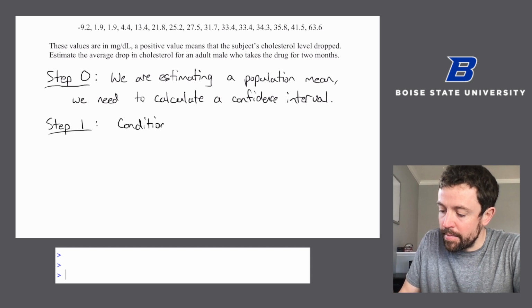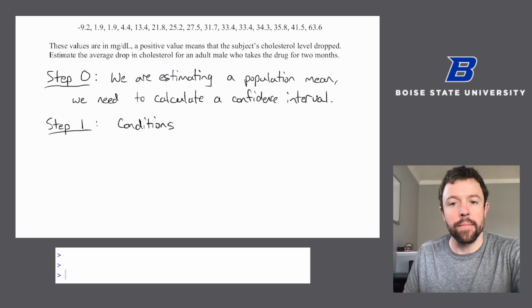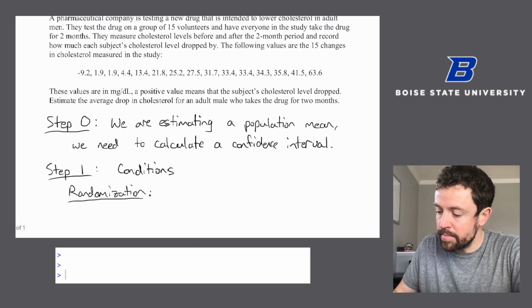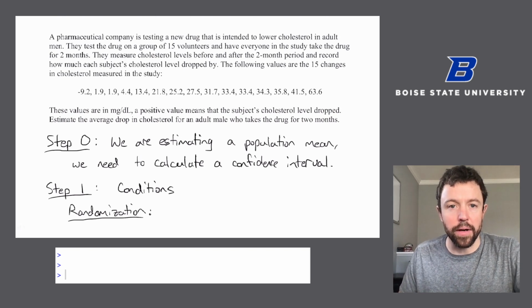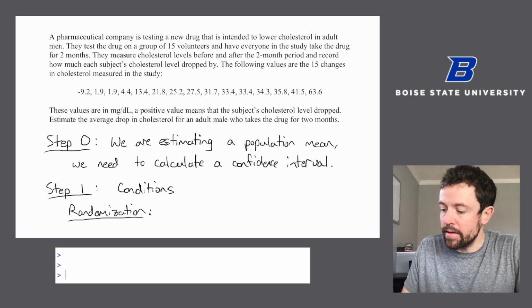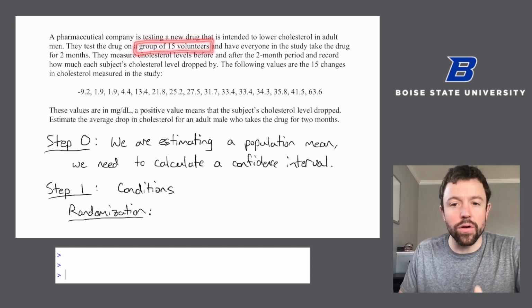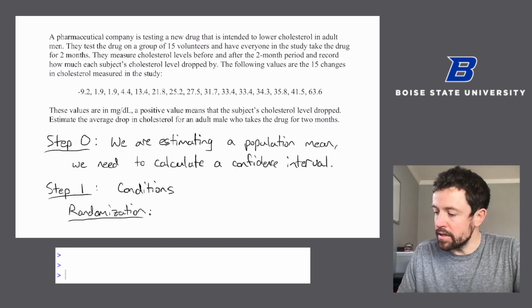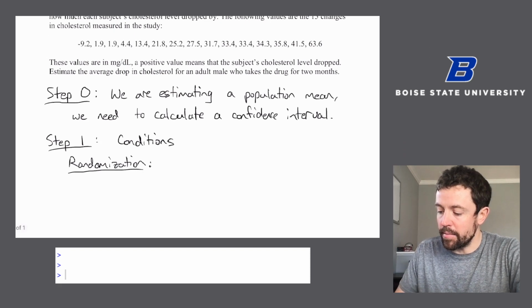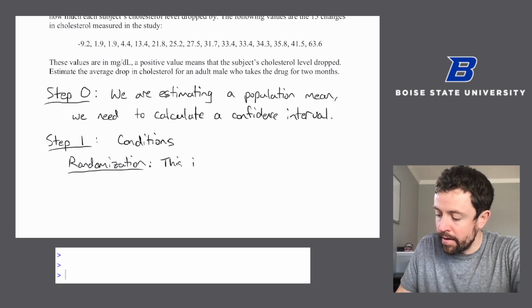And our conditions are the same as they were for a t-test for a population mean. So our first condition is randomization. And I'll go back up to the prompt. What's being described here is an experiment. They're administering the drug to people, and it's a group of volunteers. So we don't have a random sample, which we don't expect for an experiment, but there's also not a control. Everyone in the study is taking the drug for 2 months. So this is an unrandomized experiment. So the condition is not satisfied.